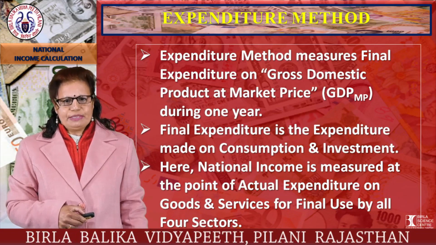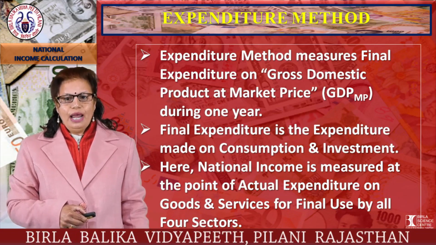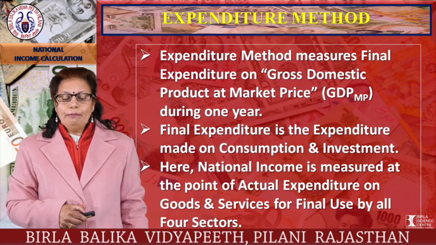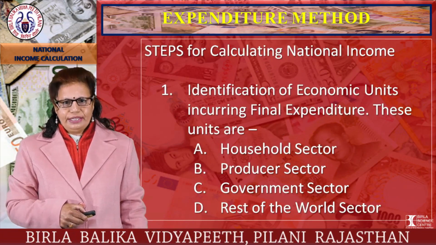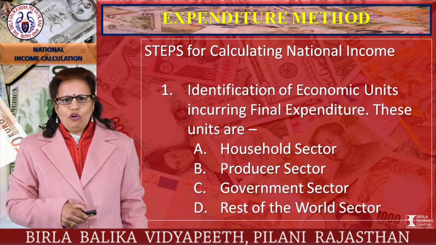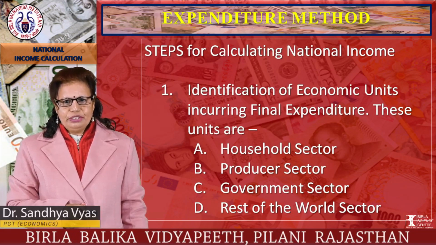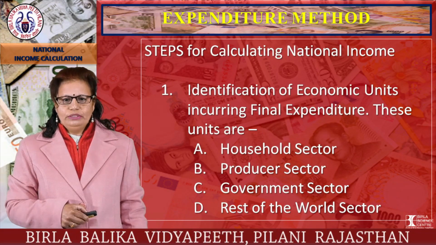The expenditure method measures final expenditure on gross domestic product at market price during one year. Final expenditure is the expenditure made on consumption and investment. Here national income is measured at the point of actual expenditure on goods and services for final use by all four sectors. Now these are the steps of calculating national income. First of all, identification of the economic units incurring final expenditure. These units are the household sector, producer sector, government sector, and rest of the world sector.